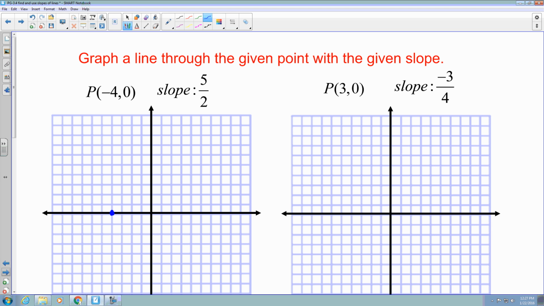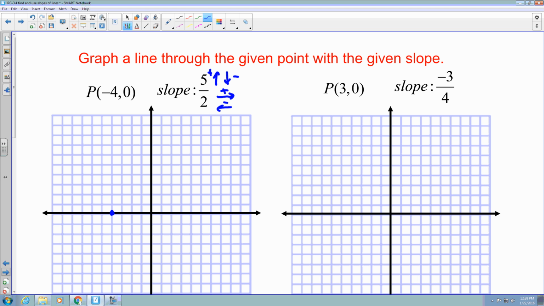The next thing you have to take a look at is the slope. So the slope is 5/2. The value on the top determines whether you go up or whether you go down. If it's positive, you go up. If it's negative, you go down. In this particular instance, it's positive, so we're going to go up. The bottom one is like our run value, so we're going to go left or right. If it's positive, we're going to go right. If it's negative, we're going to go left. So in this case, we're going to go up with the numerator and to the right with the denominator.